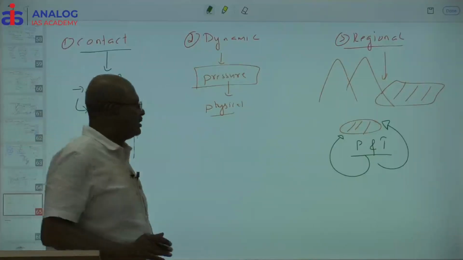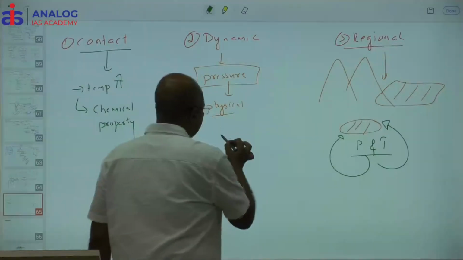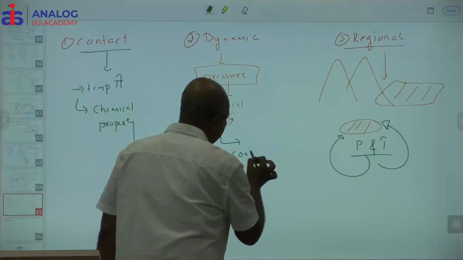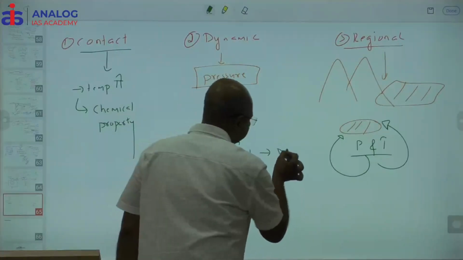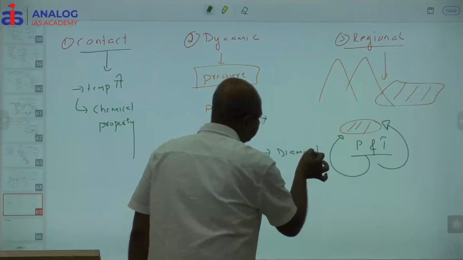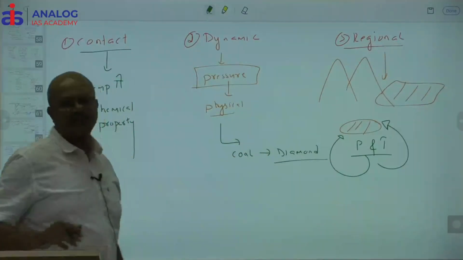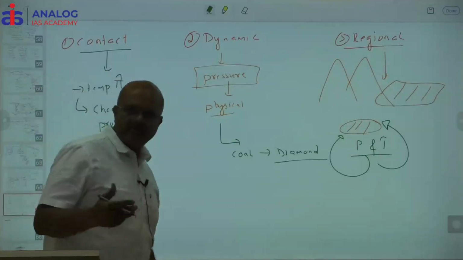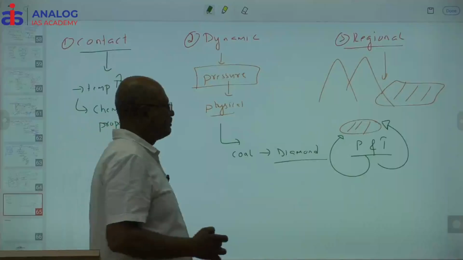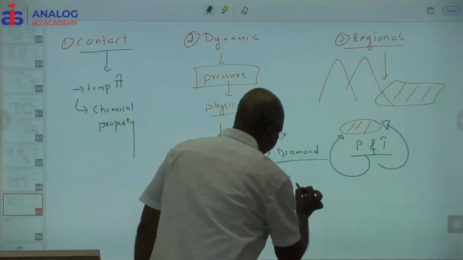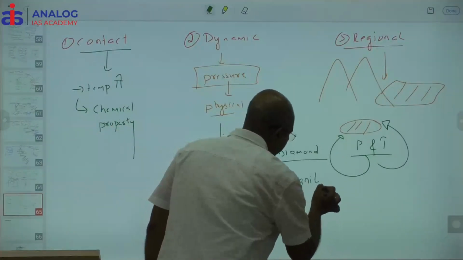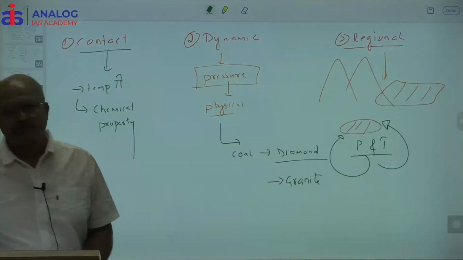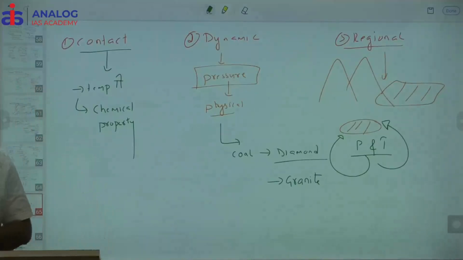So when these rocks change, they become economically valuable, like carbon or coal converting into diamond. Many such examples are there. Diamond is a metamorphic rock. Granite is a metamorphic rock. Marble is a metamorphic rock. And they are economically valuable rocks.